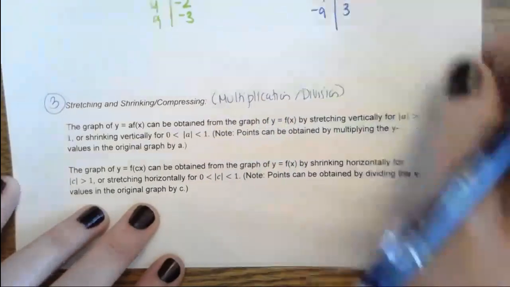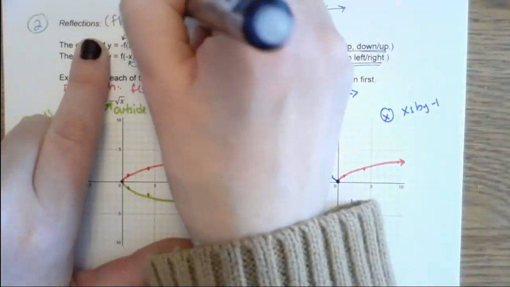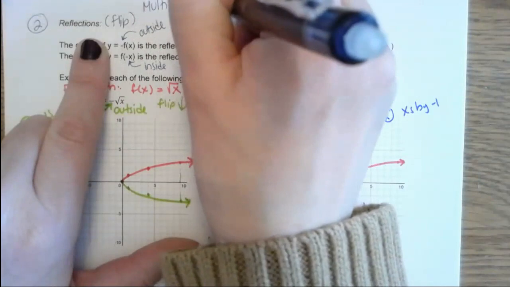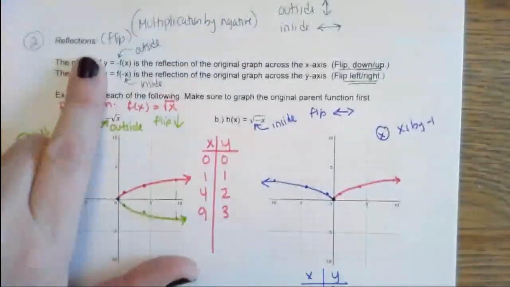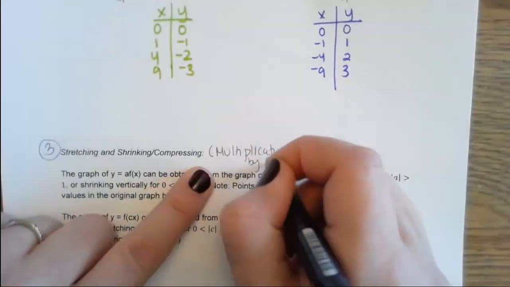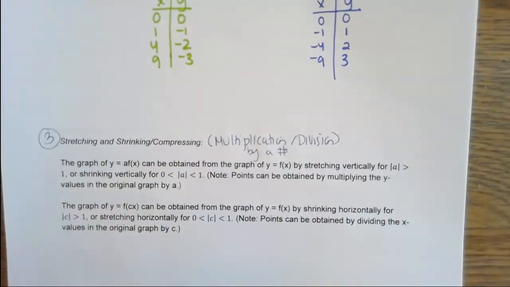or division. Actually, I should note too, for the reflections, those always happen when you have specifically multiplication by a negative. I guess it could be division too, but usually we see multiplication. So this is multiplication or division by a number, so something that's not 1. So it actually does affect it.